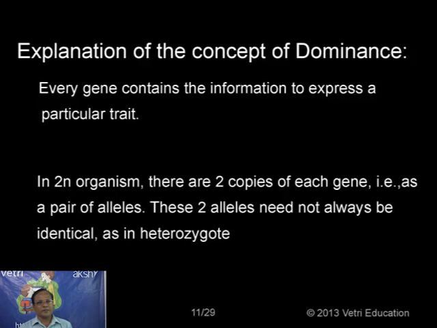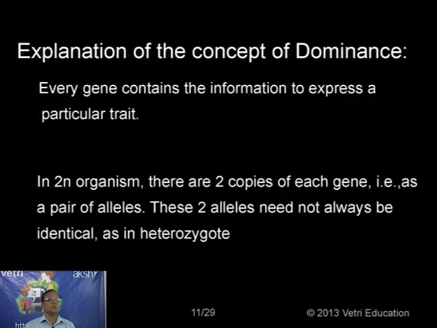Each and every character is controlled by a particular gene. In other words, each gene contains information for a particular trait. Each gene has a blueprint for the expression of a particular trait. Now, take the example of human beings, diploid organisms, or any other organisms. For each gene there are two copies, and these two copies are called alleles. So for each gene there are two copies, represented as a pair of alleles.